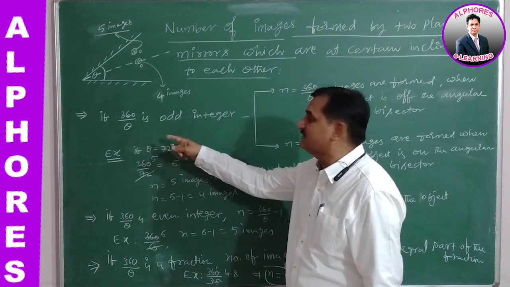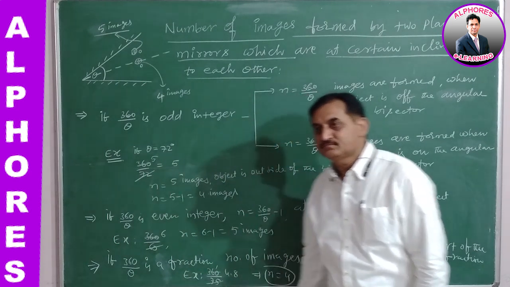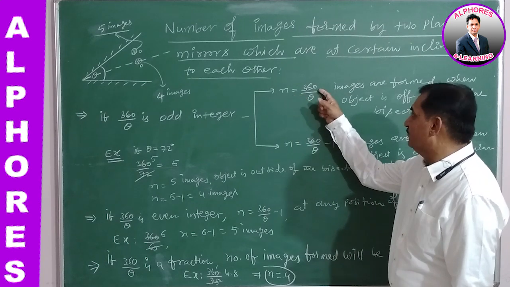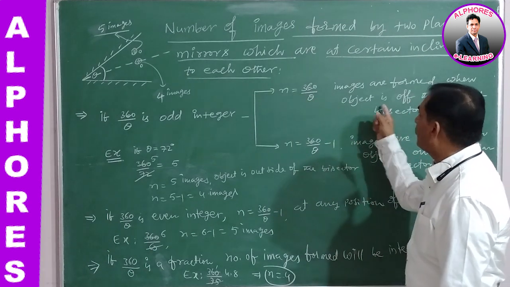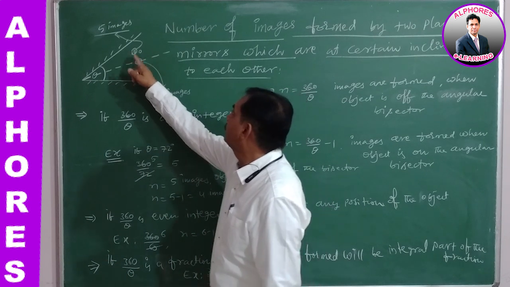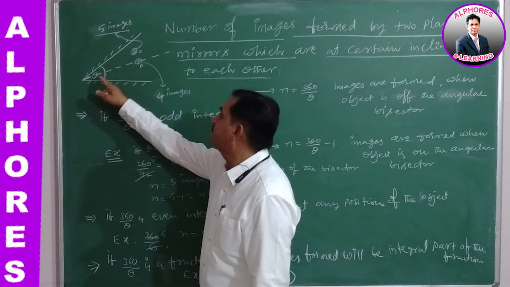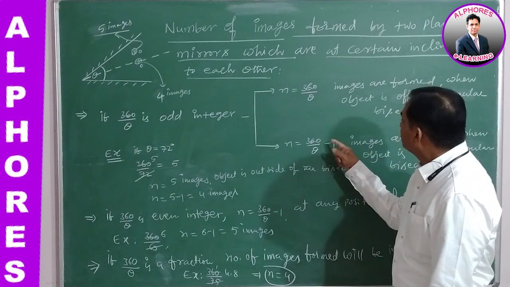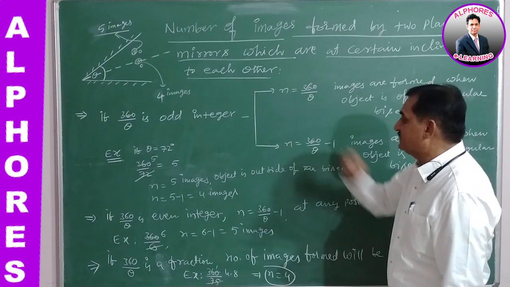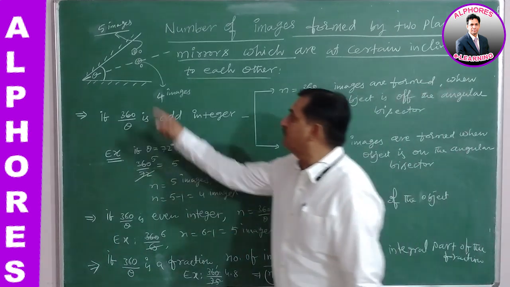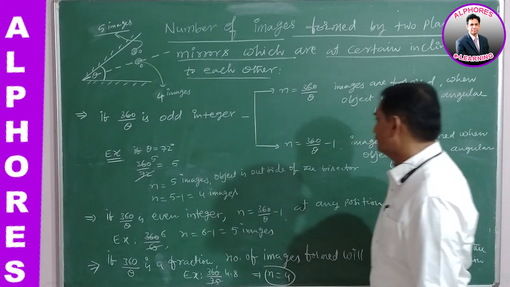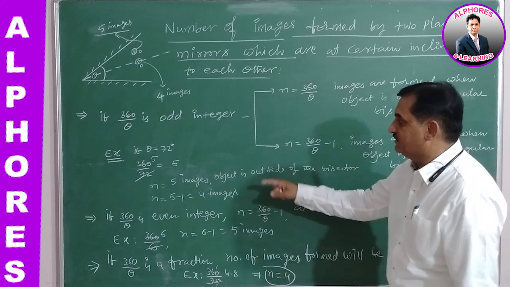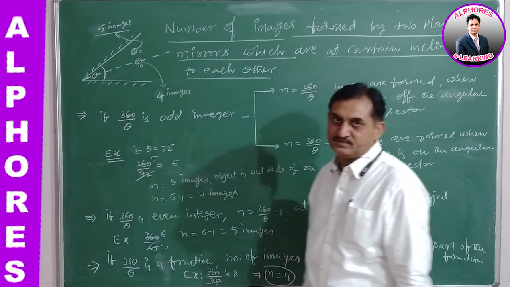Once again, repeat. If 360 by theta is an odd integer, there are again two subcases. The number of images formed will be 360 by theta when the object is off the axis. Which axis? The angular bisector. Then the number of images will be 360 by theta. If the object is exactly on the angular bisector, the number of images formed will be 360 by theta minus 1, and its relevant example was given clearly.